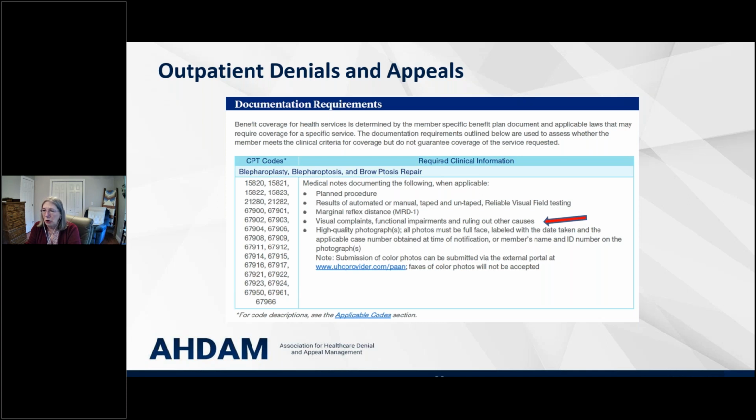And the one that I have an arrow drawn to is the fourth bullet point that talks about visual complaints, functional impairments, and ruling out other causes. The other things they have listed here are things like results of automated or manual taped and untaped visual field testing, marginal reflex distance. Those are tests that are probably going to be performed by the physician as he's thinking about doing this procedure, and you're going to find it in the medical record. It's just going to automatically be in there. But where is the documentation from the physician about the patient's visual complaints, about their functional impairments, about any other causes of this condition that may be treatable without going to surgery to treat it? You're going to see that all the time for clinical policy bulletins for medical necessity. What are the functional impairments of the patient that support the need for this particular procedure, surgery, or whatever it is? And that comes from the physician's documentation.